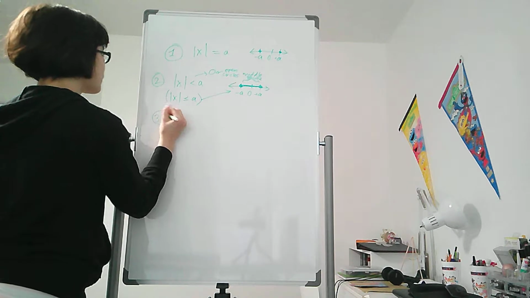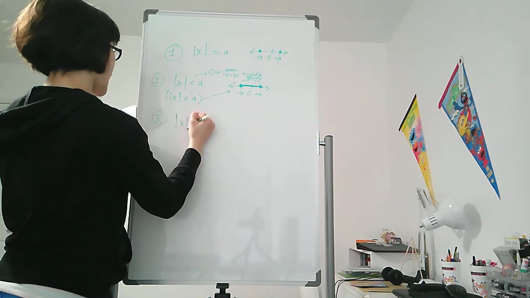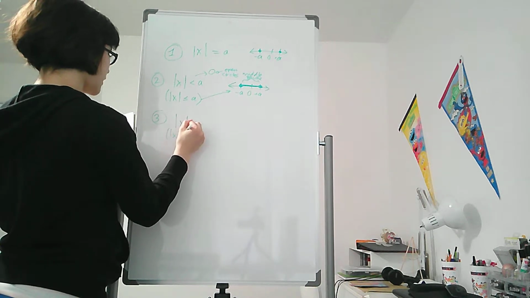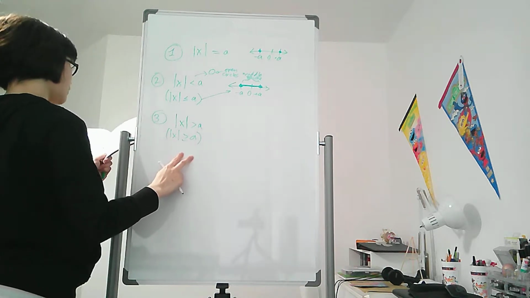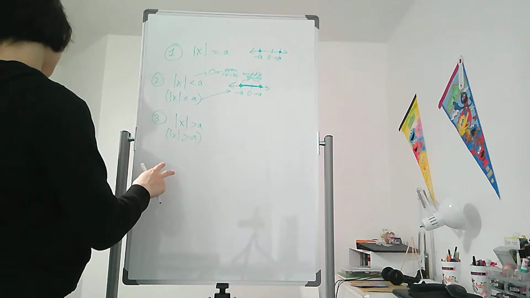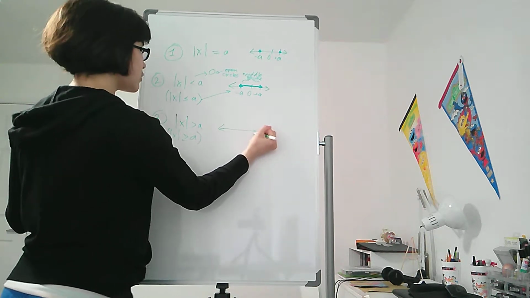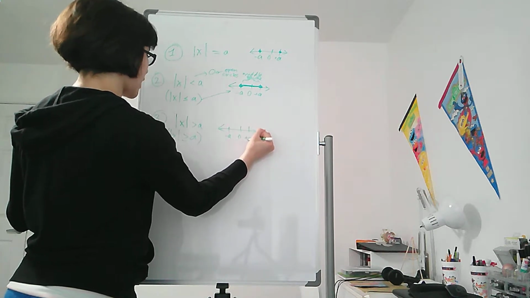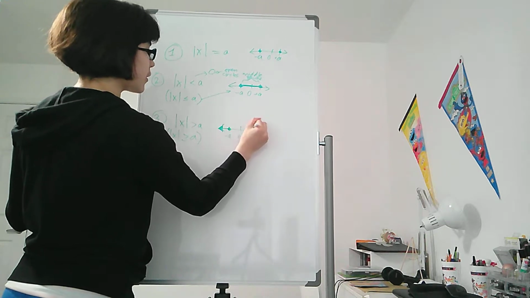And then, number 3, the absolute value of x is greater than a, or the absolute value of x is greater than or equal to a. So this means the distance from x to 0 is greater than a units, okay? So that means your solution is going to look like this. You have negative a, 0, and positive a, but your solution is going to be going away from each other, right? They're going away from each other.